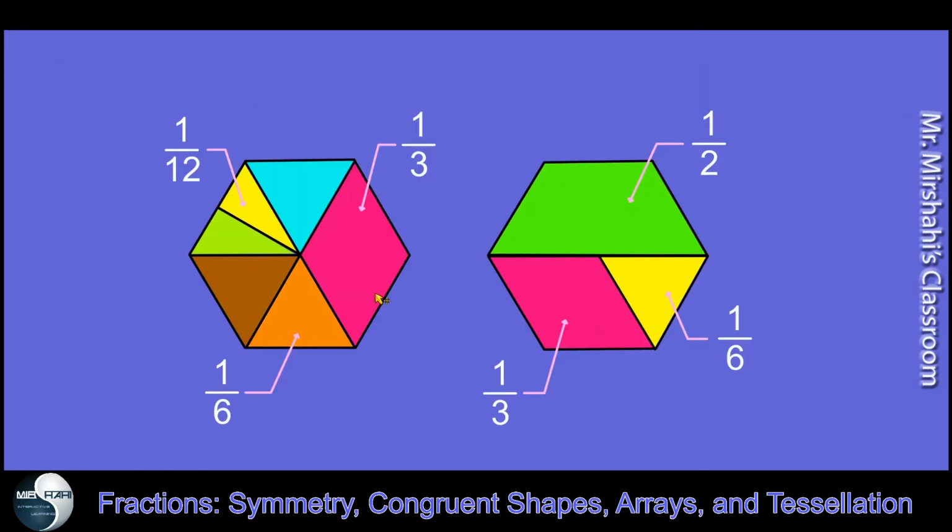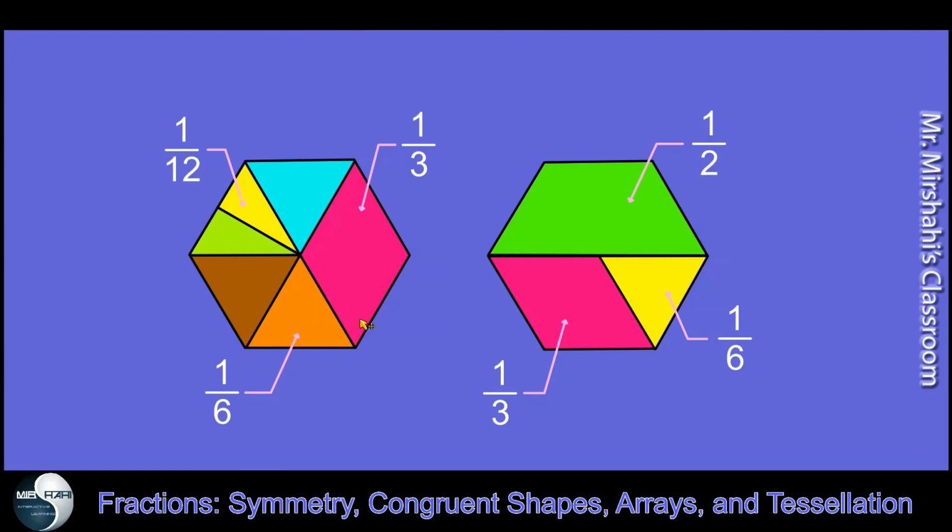Here again, we have a mix of fractions, so we can't just count, say 1, 2, 3, 4, 5, 6. So this is not 1/6. We cannot do that because the pieces are not the same size. So we have to kind of measure them in a sense based on what we know. Okay, so we know, for example, this is 1/3.